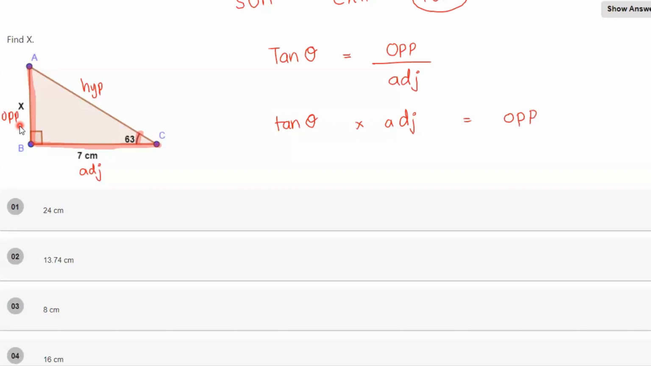And to work out the length of the opposite side, we can go ahead and substitute the values for tan theta. So we can substitute the angle here, and we can substitute the length of the adjacent side. This is going to turn out to be tan 63 times 7, which would give us the length of the opposite side. We can work this out using our calculators. So tan 63 times 7 would give us an answer of 13.74, correct to 2 decimal places. And this is going to be our answer.